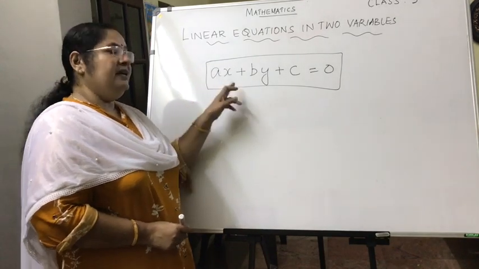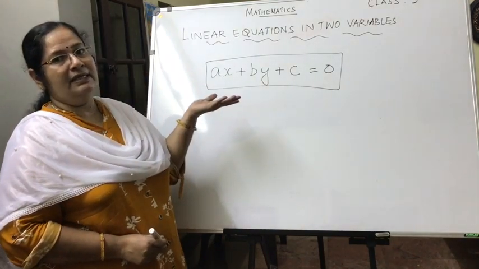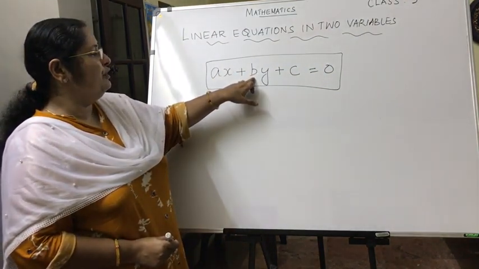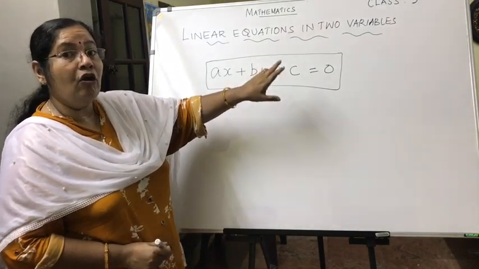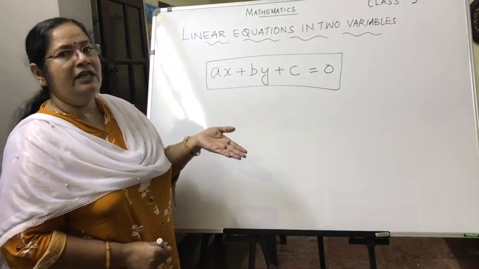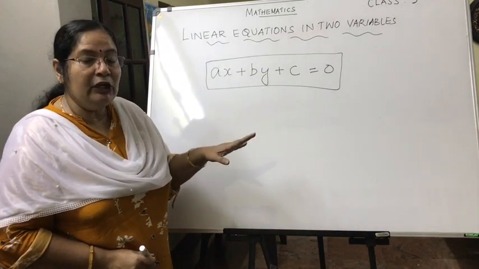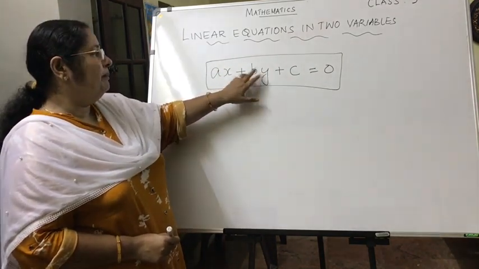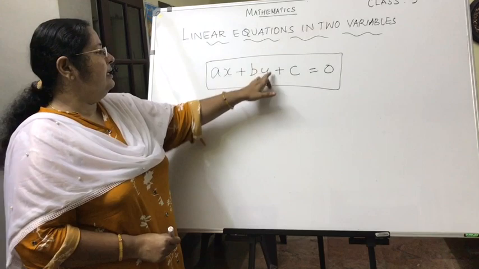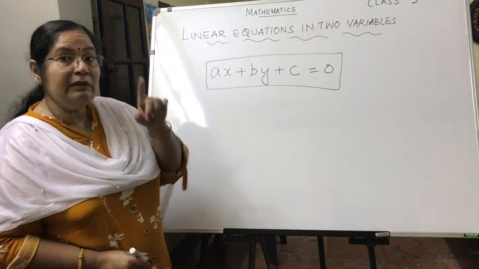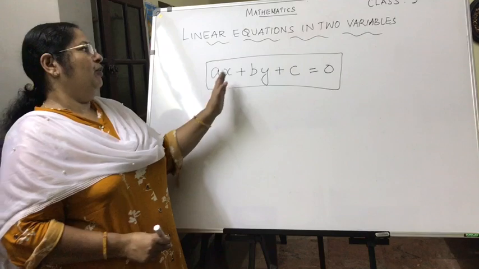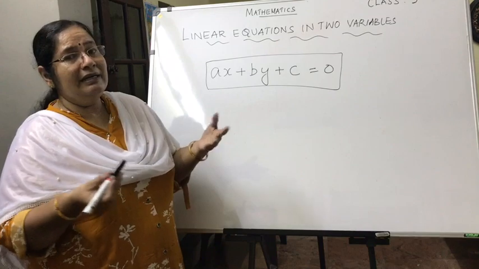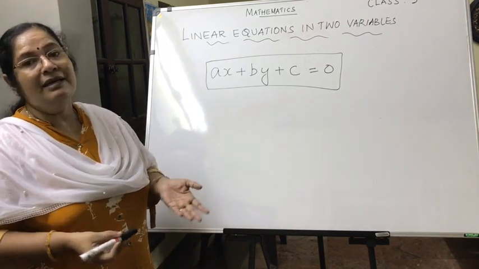Here a, b and c are real numbers, where a is the coefficient of x, b is the coefficient of y and c is the constant term. One more condition: a and b will not be equal to 0. What happens if they become 0? If b becomes 0, this entire term becomes 0 and it reduces down to a linear equation in one variable. If both of them are 0, it becomes a constant equal to 0, so the condition for the equation is not satisfied.